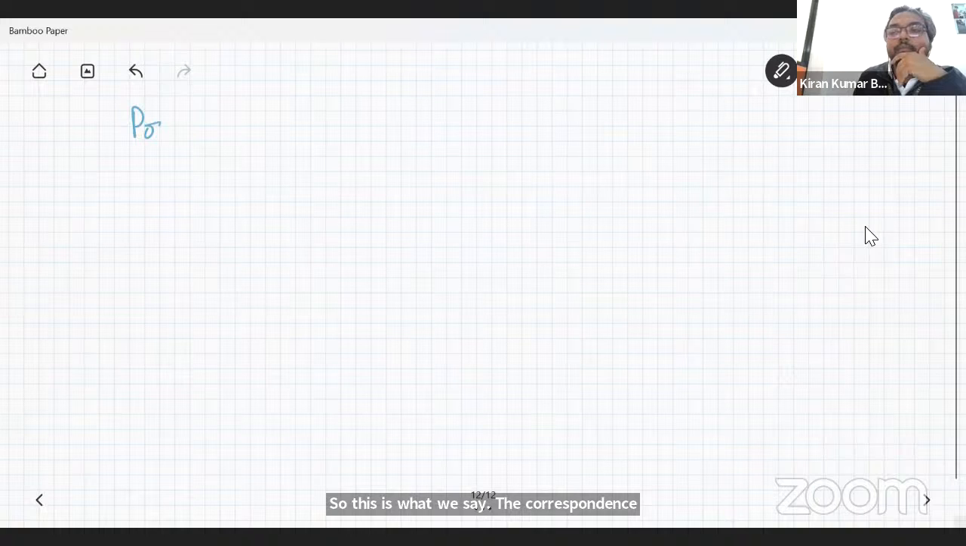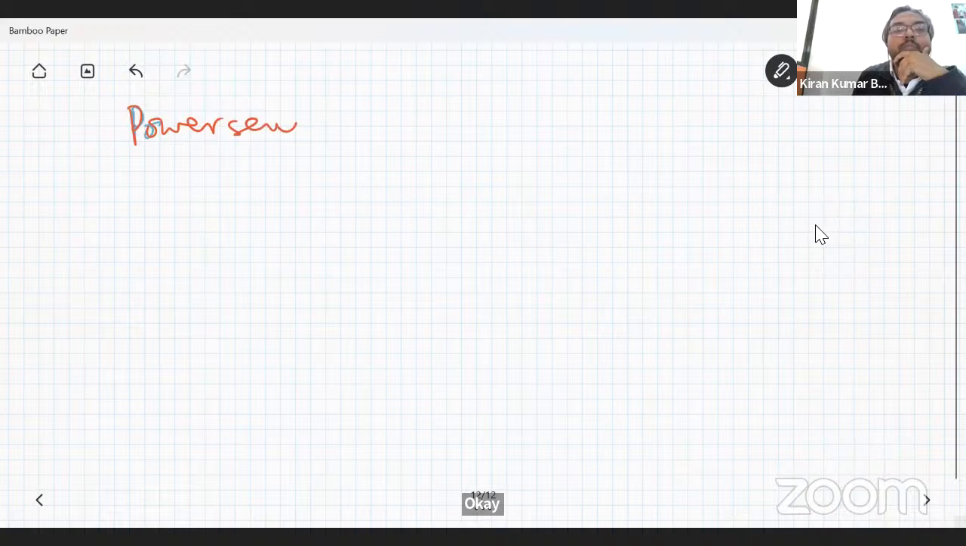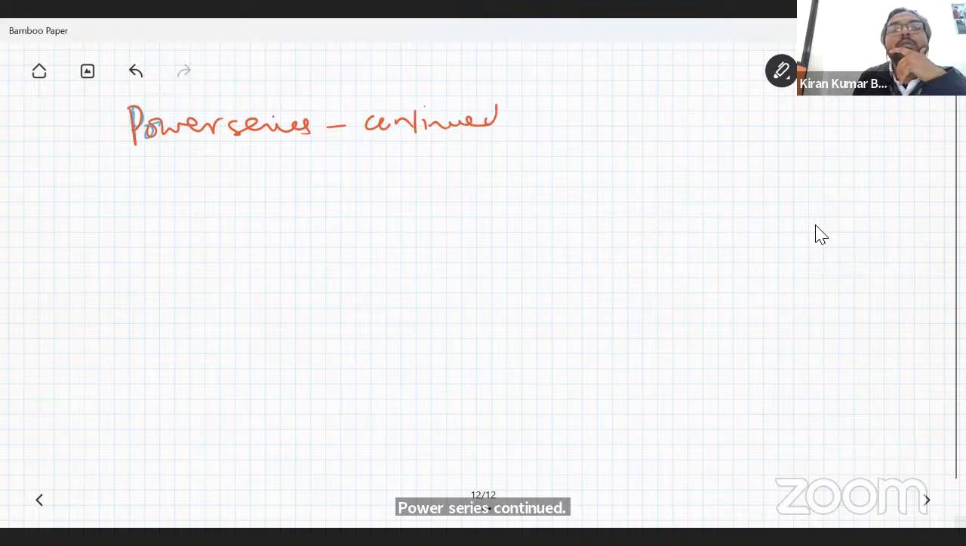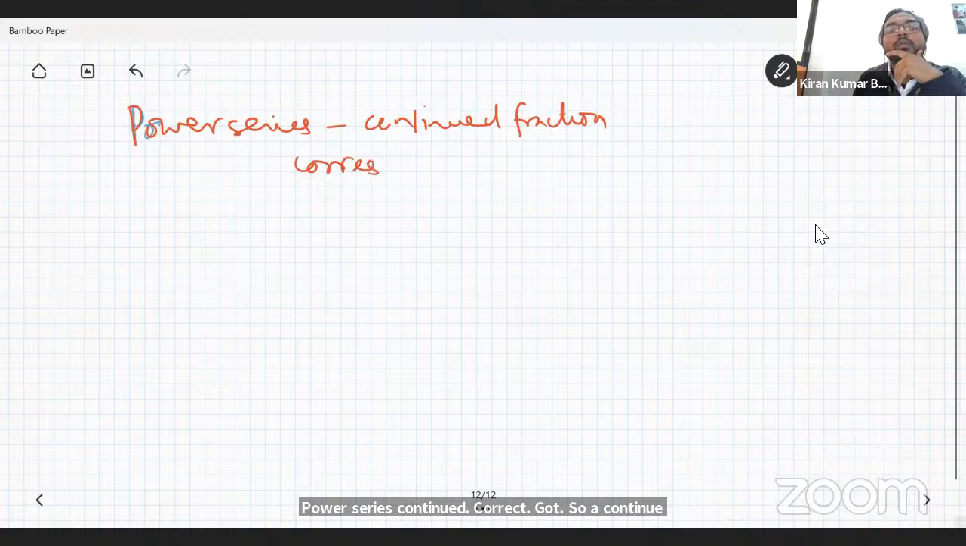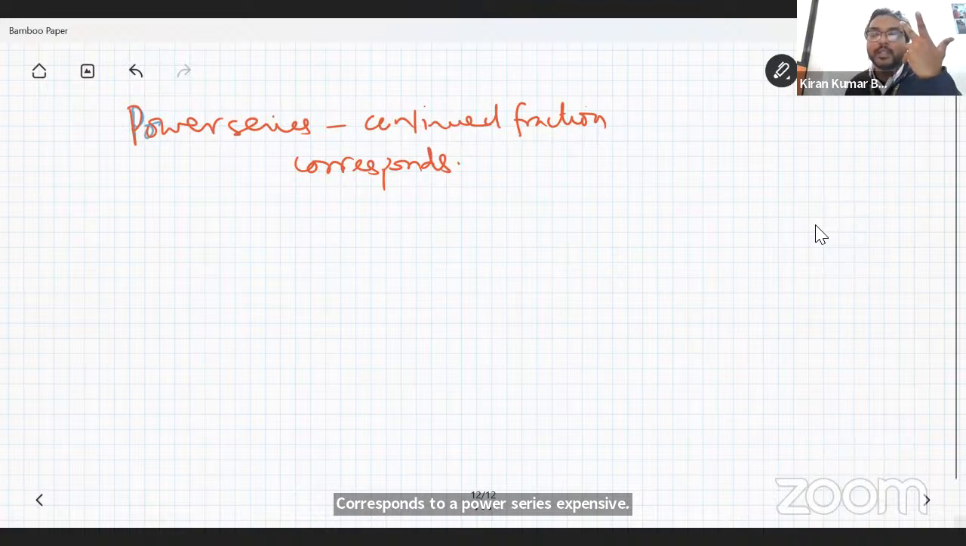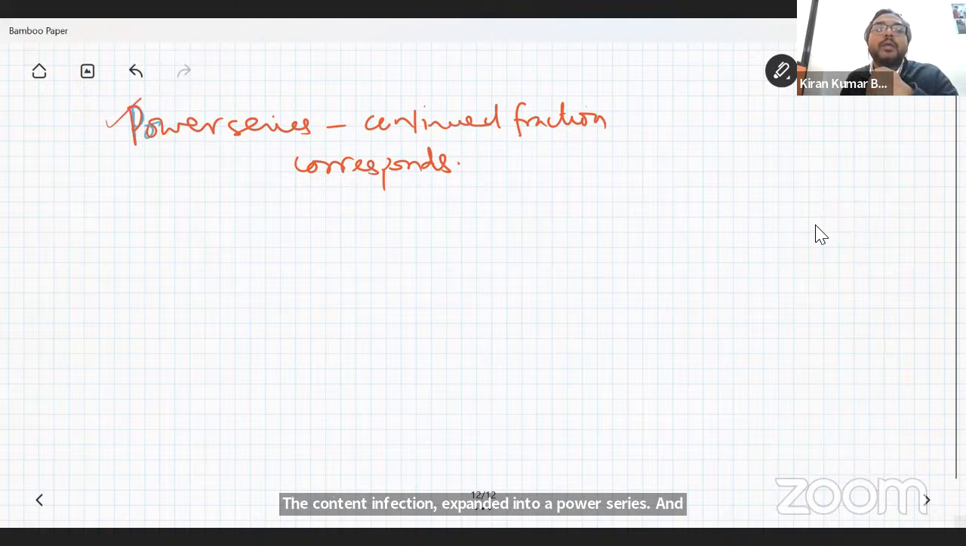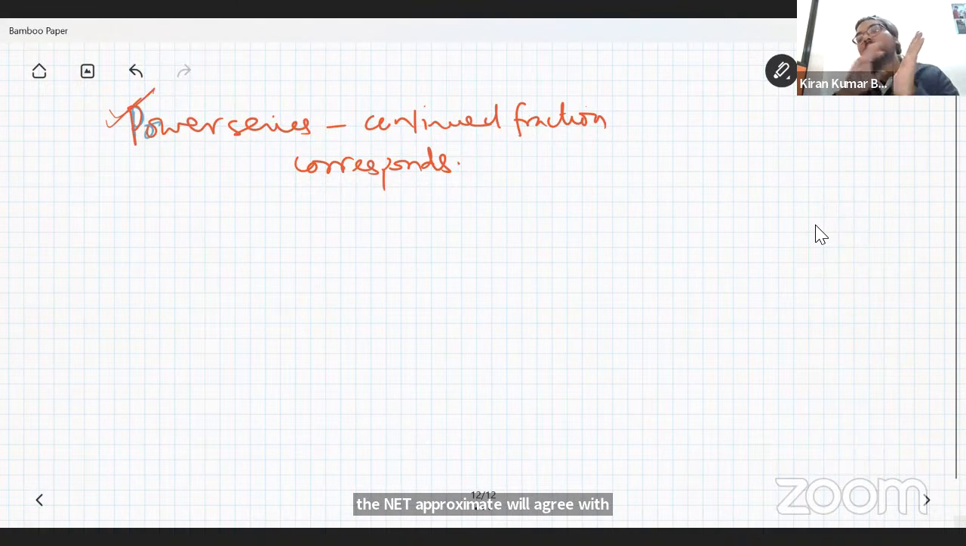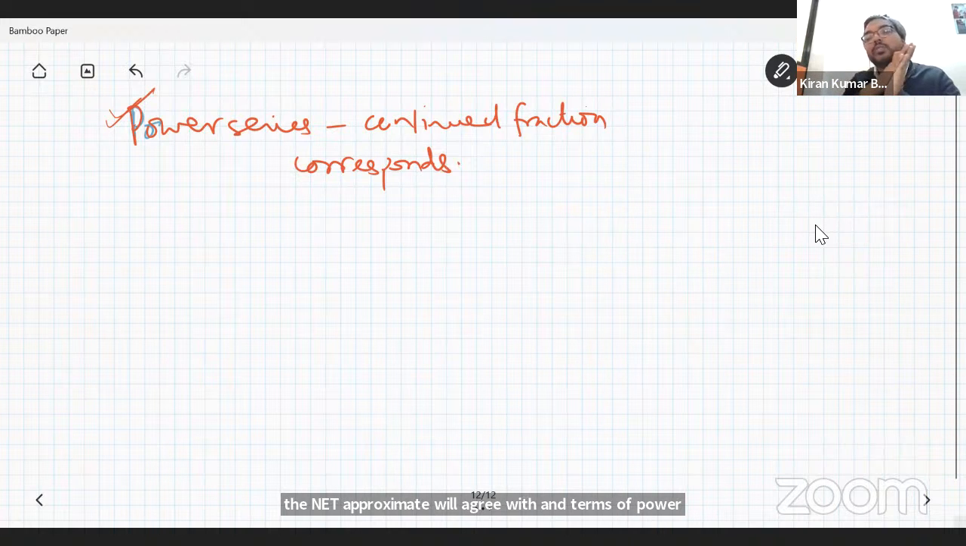Power series, continued fraction correspondence. So a continued fraction corresponds to a power series expansion. How? Take the rational approximants of the continued fraction, expand them into a power series, and the nth approximant will agree with n terms of the power series. So this is how we go from power series to continued fraction and continued fraction to power series.